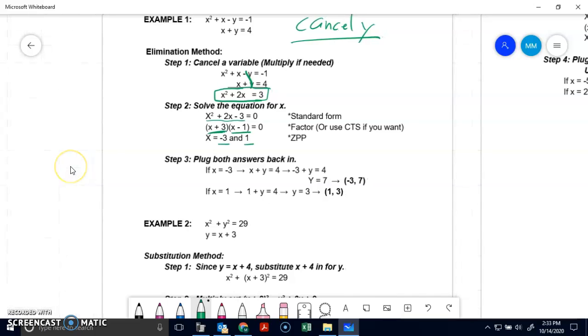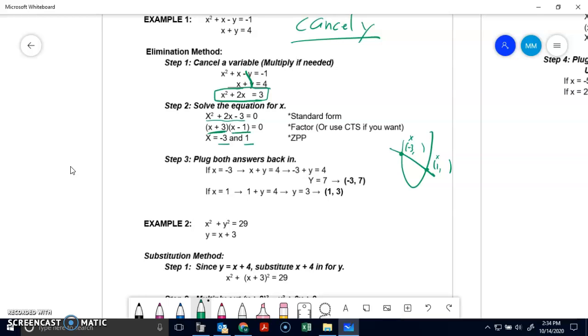That means I have found the two x values where these meet. So the 2 points where they meet is at negative 3 comma something and 1 comma something, because all I have right now are the x values. So I need to find the corresponding y's.